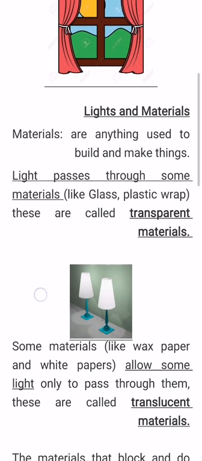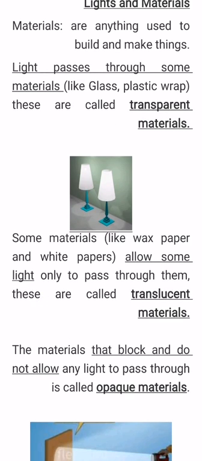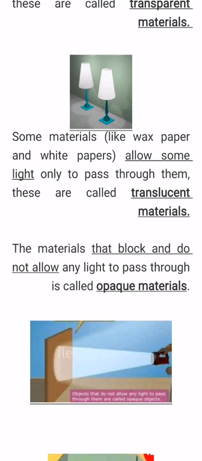The second type is called translucent materials. Repeat after me. Translucent. Translucent materials. The translucent materials are the materials that let some of the light pass through them. Like the lampshades. I bet you have lampshades at home. You can look at them. The white shade around the light is called a translucent material because it lets some of the light pass through it. The last type of materials is called opaque materials.